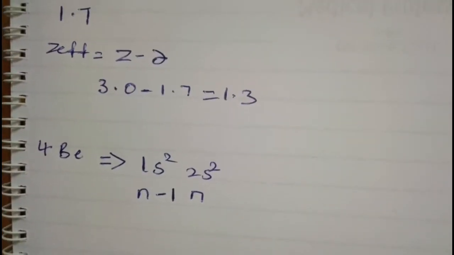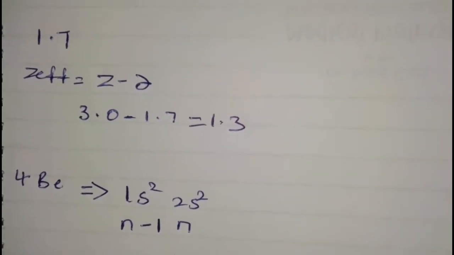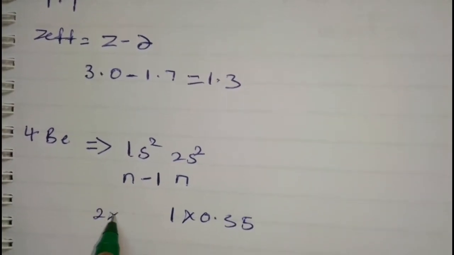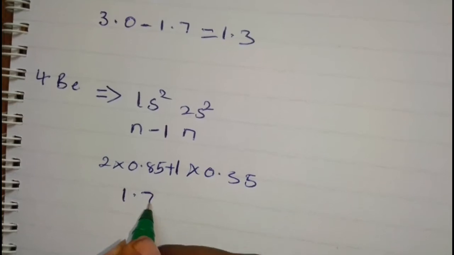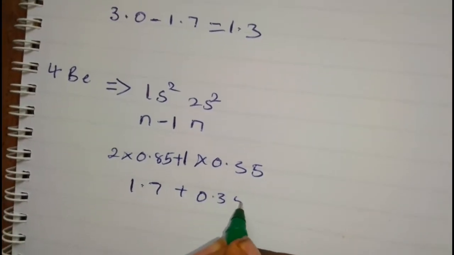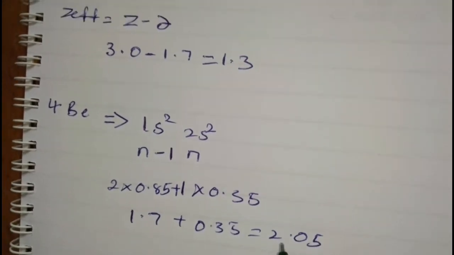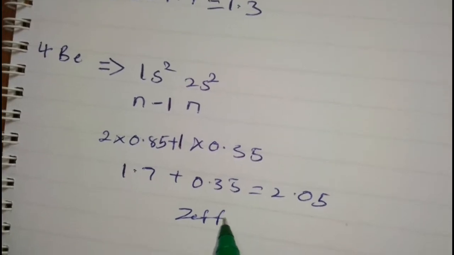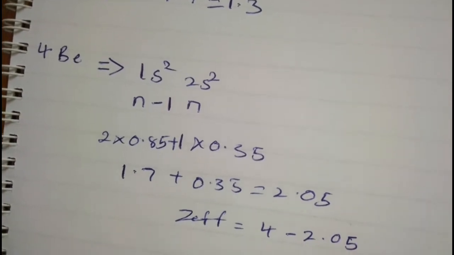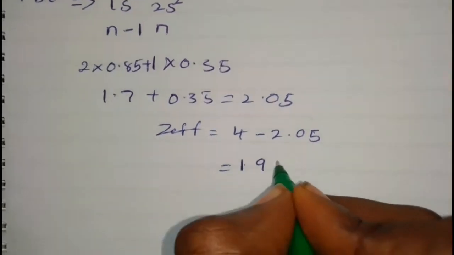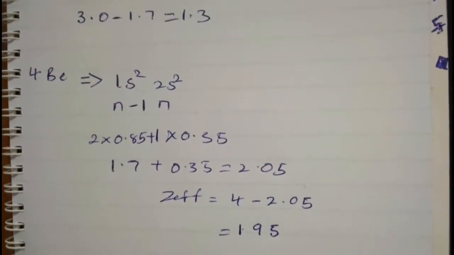Since it's going to be reduced by 1, this one will just be 1 times 0.35. This one will be 2 times 0.85, so this one will give 1.7, plus 0.35, and that will give you 2.05. So this is the screening constant here. So the Zeff will now be 4 minus 2.05, and that will give you 1.95. So 1.95 is the Zeff of beryllium.